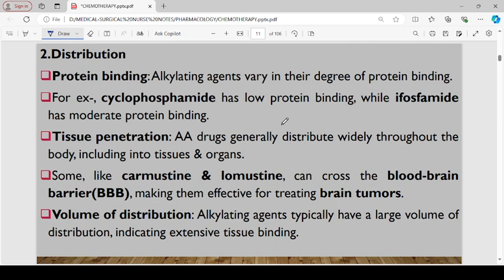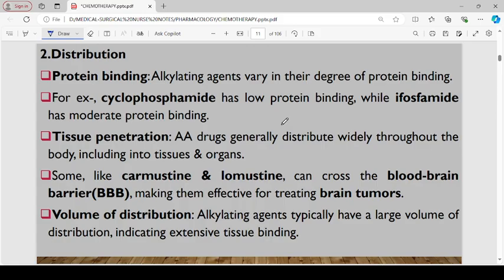route. As for the drug distribution, alkylating agents normally vary in their degree of protein binding. For example, cyclophosphamide has a low protein binding, while ifosfamide has moderate protein binding. Alkylating agents drugs generally distribute widely throughout the body, including into tissues and organs.